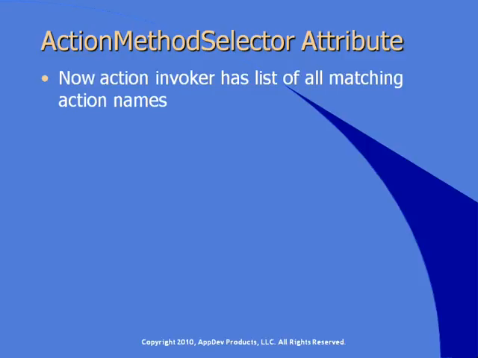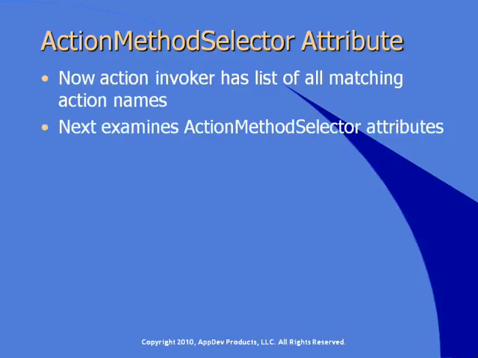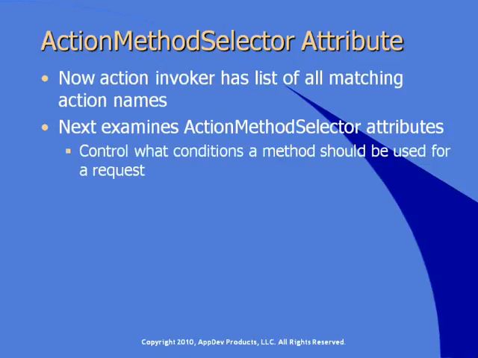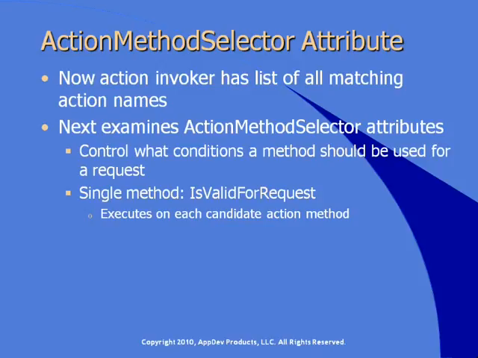Once the action invoker has identified all of the controller methods that match the desired action name, it examines the action method selector attributes of all the candidate methods. You can decorate a controller method with this attribute to control under what conditions a controller method should agree to handle a particular type of request. The attribute defines only a single method, isValidForRequest. The action invoker executes this method on each candidate action method. If isValidForRequest returns false for a controller method, that method is removed from the list of candidate action methods.